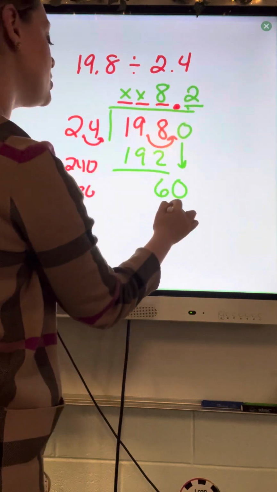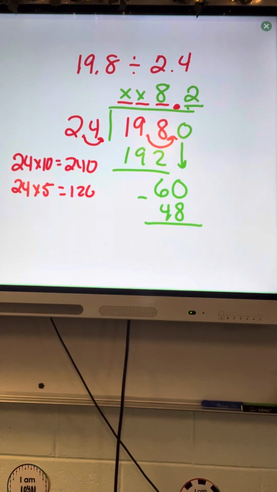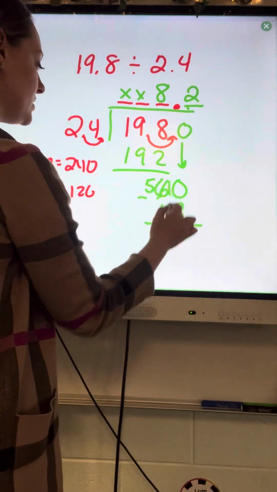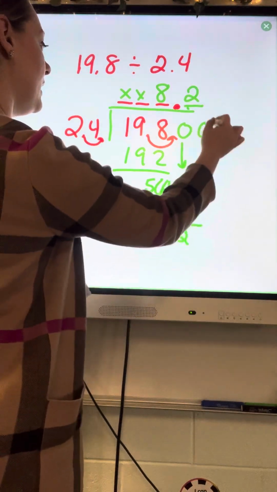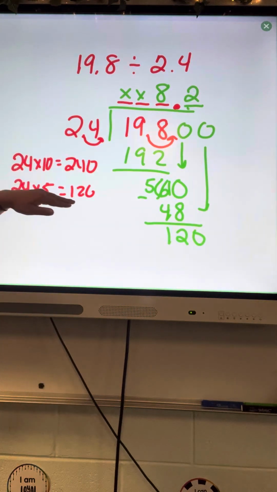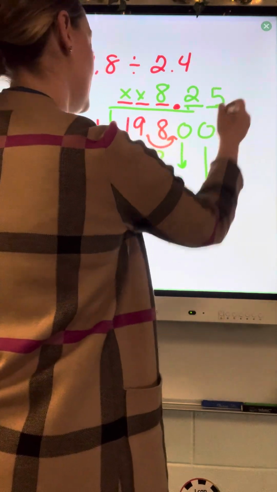And 24 times 2 is 48. Okay, and then 60 minus 48 is 12, which I definitely would have had to do that. Well, not really. Add a 0, bring it down. And then sometimes, honestly, you have the answer in there. 120 is 5. And then I'm done.